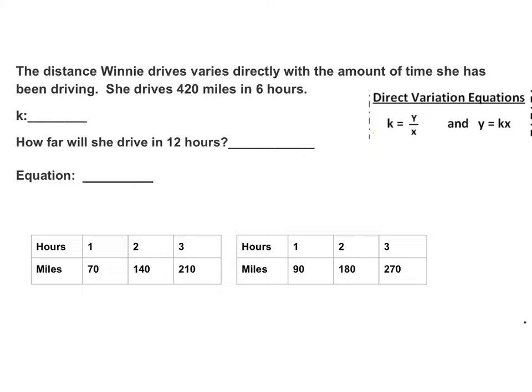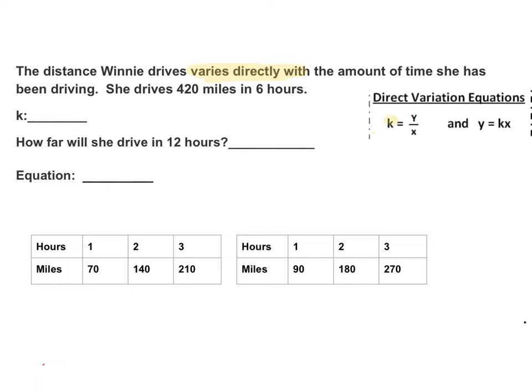All right, let's take a look. My first step is to read the first word problem. It says the distance she drives varies directly with the amount of time she has been driving. She drives 420 miles in 6 hours. First, we're going to find the K. Then we're going to find out how far she will drive in 12 hours. Then we're going to write our little equation and figure out that amount. So my first order of business is to highlight this key phrase, varies directly with.